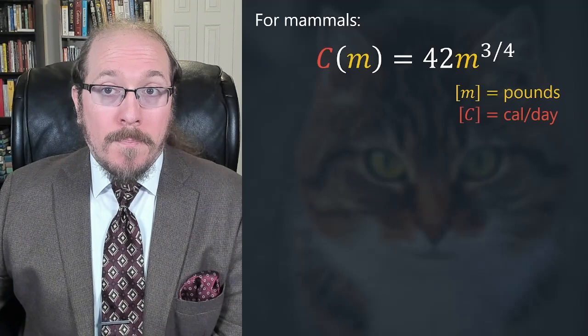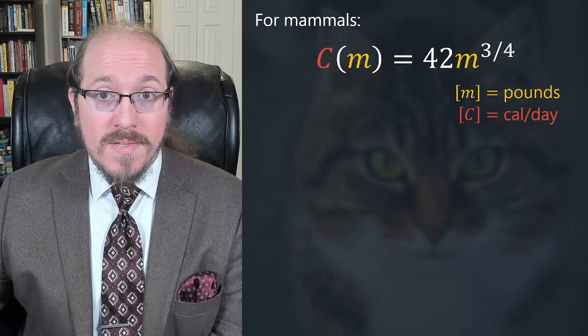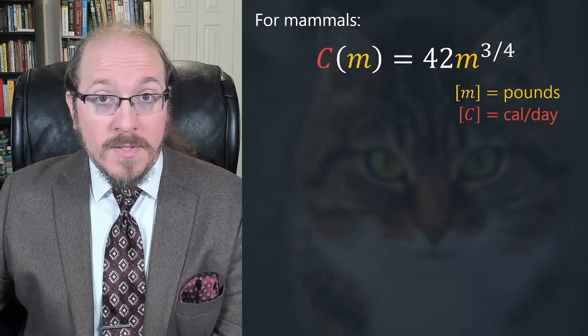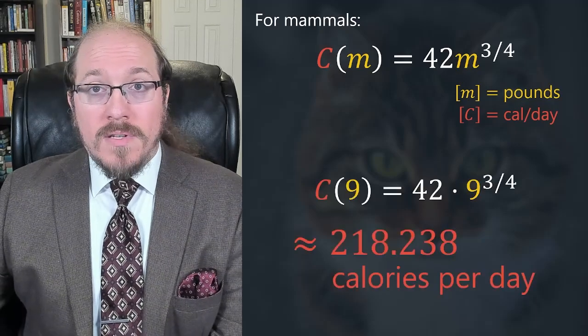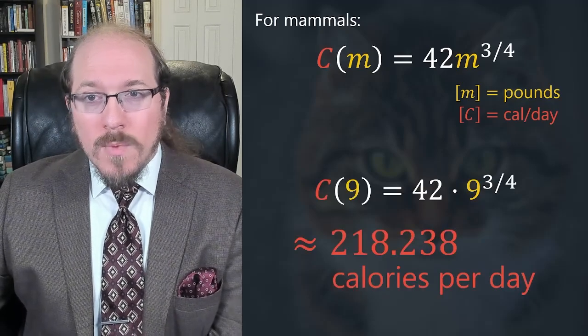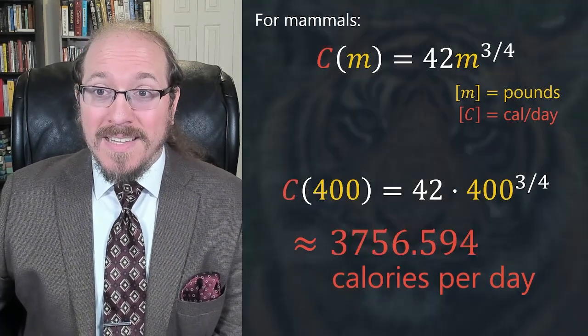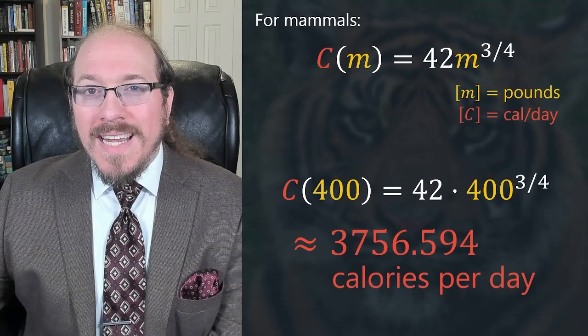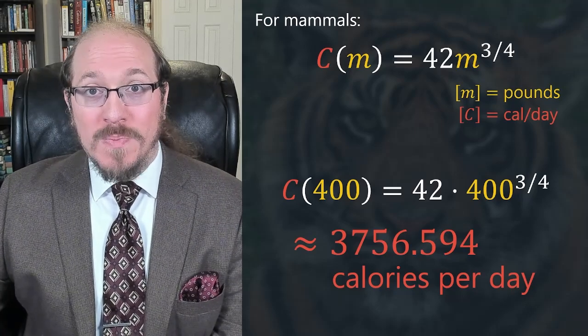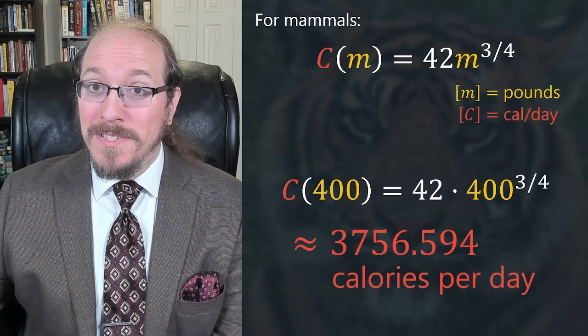For example, if we look at mammals and use pounds for mass, the constant is 42. So for example, a cat that weighs 9 pounds would need a bit over 200 calories per day, while a tiger that weighs 400 pounds would need almost 4,000 calories per day. That's a lot of food.